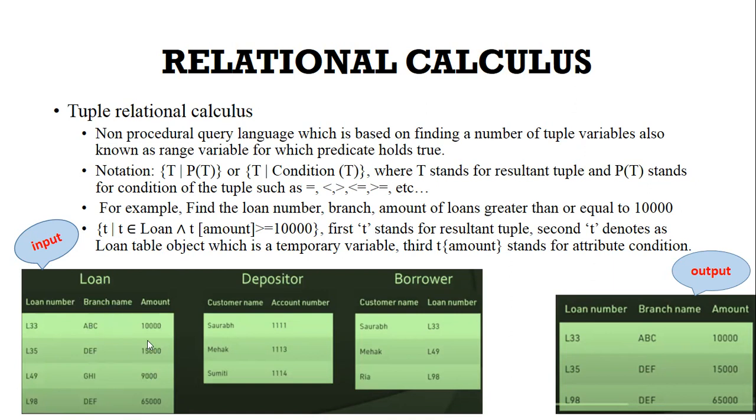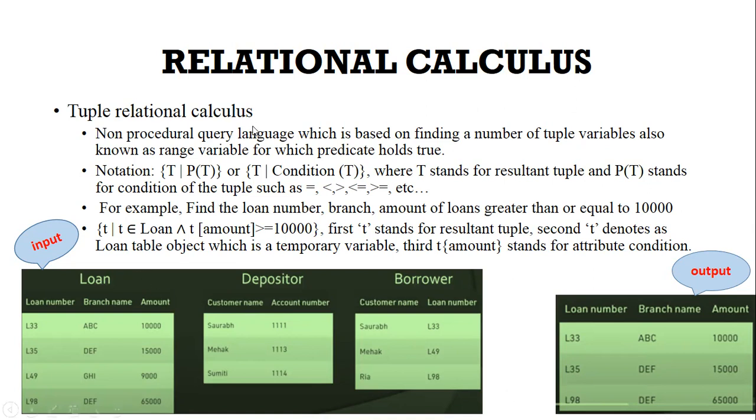We have to mention the loan details from this loan table, where the amount should be greater than or equal to 10,000. You can see the amount greater than or equal to 10,000 is for the branch name for loan numbers L33, L35 and L98, which will be displayed. Okay, so this is the first example.